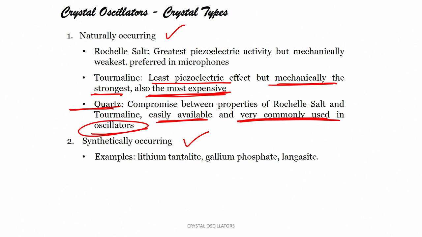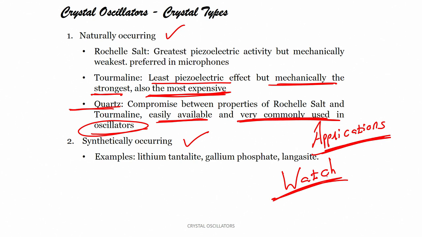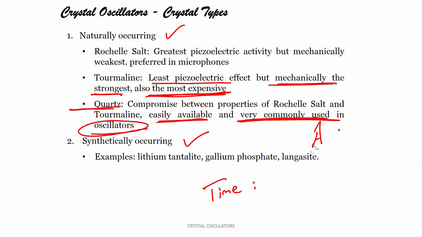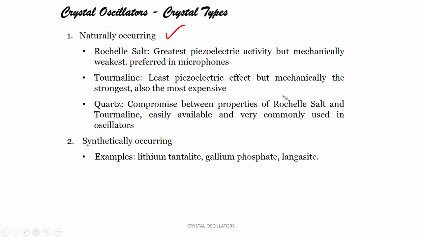Alright, so think about where quartz crystal oscillators are used. What are the applications of quartz crystal oscillators? Okay, and what does a watch do? A watch, our hand watch, shows time, right? Is there a crystal, is there an oscillator in a watch? Look at it. Applications of quartz crystal oscillator. See what is there within a watch, okay, cool.